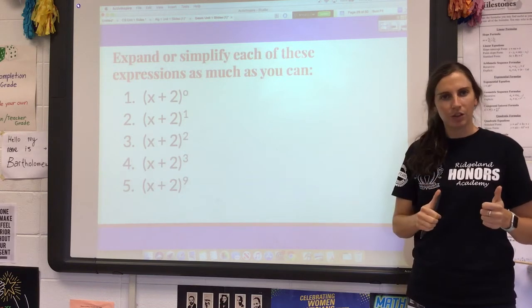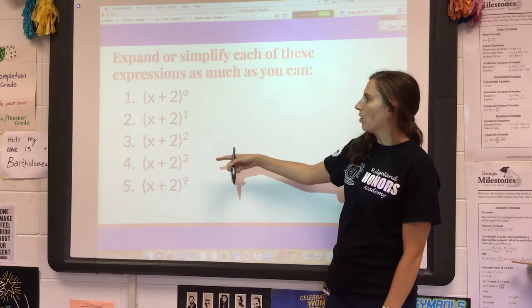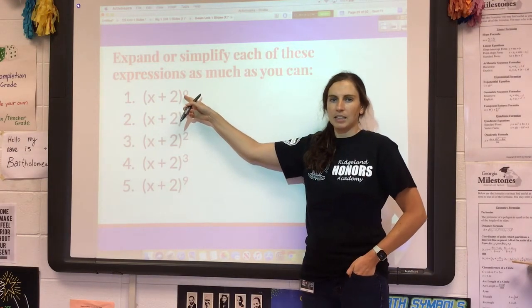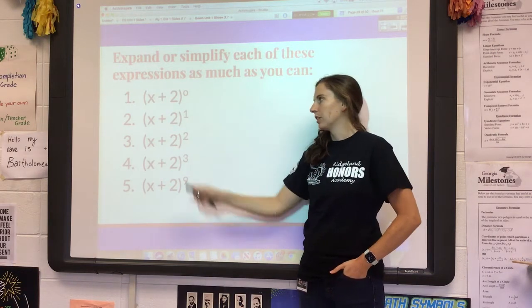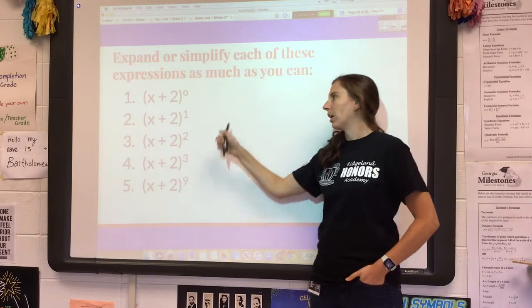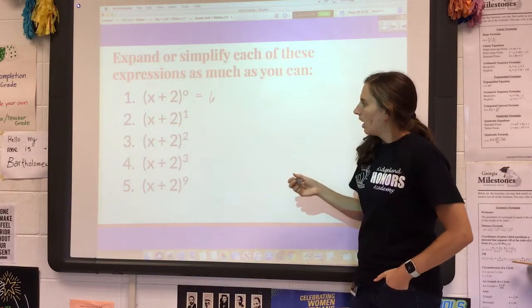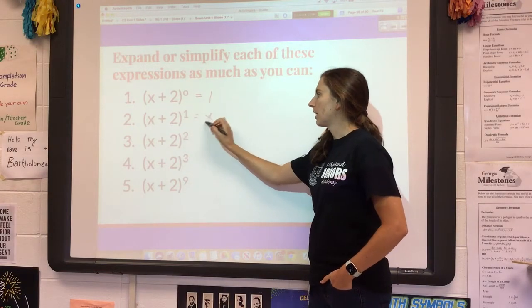Alright, so hopefully you've tried those. Let's go over some of this. So, what is anything to the 0 power? That is always a 1. If it's 5 to the 0 power, or if it's anything to the 0 power, it's always just a 1. So we know how to do that one. Anything to the first power is just itself, so that's just x plus 2.